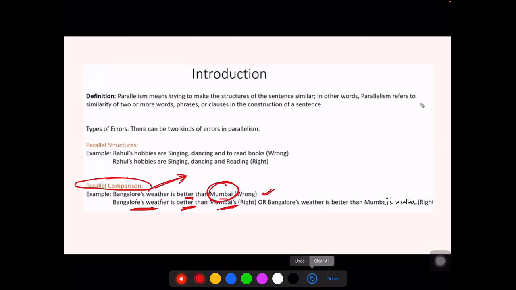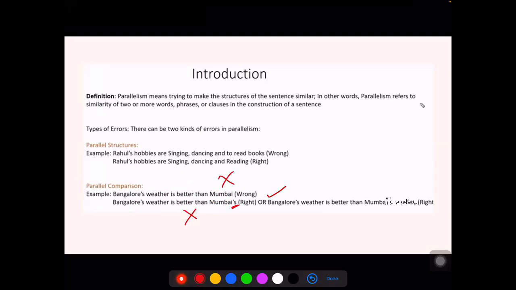So that's why we have to write possessive 's, which is the correct sentence. If we do not write possessive 's, then definitely this answer will be wrong. This English will be wrong. Or we can also use this sentence: Bangalore's weather is better than Mumbai's weather.